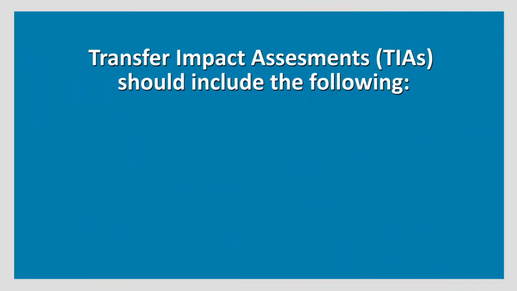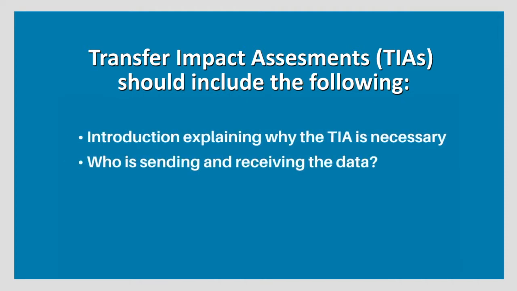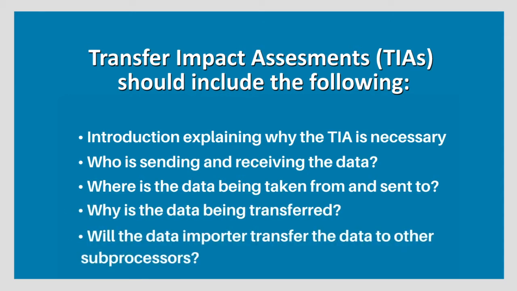The sections of a TIA should include the following. Basics of data transfer. This section includes things such as an introduction explaining why the TIA is necessary, who is sending and receiving the data, where is the data being taken from and being sent to, why is the data being transferred, will the data importer transfer the data to other sub-processors.